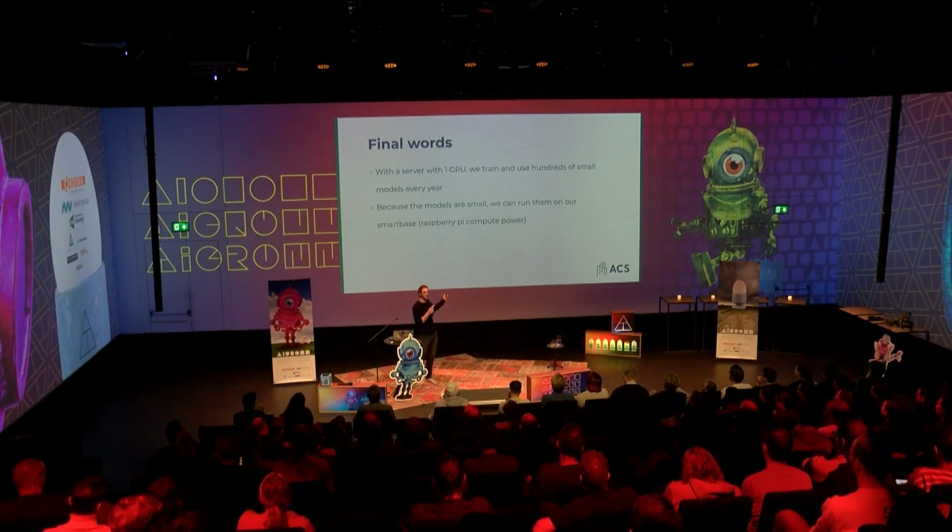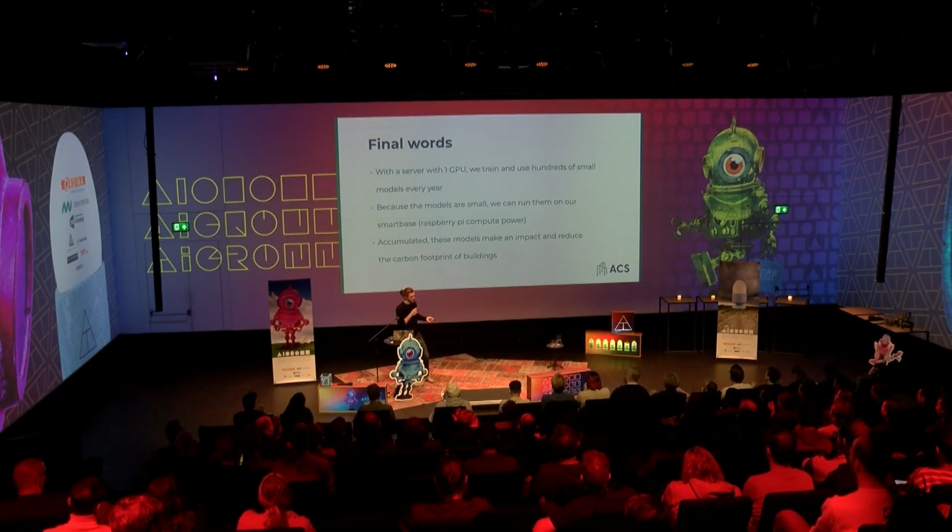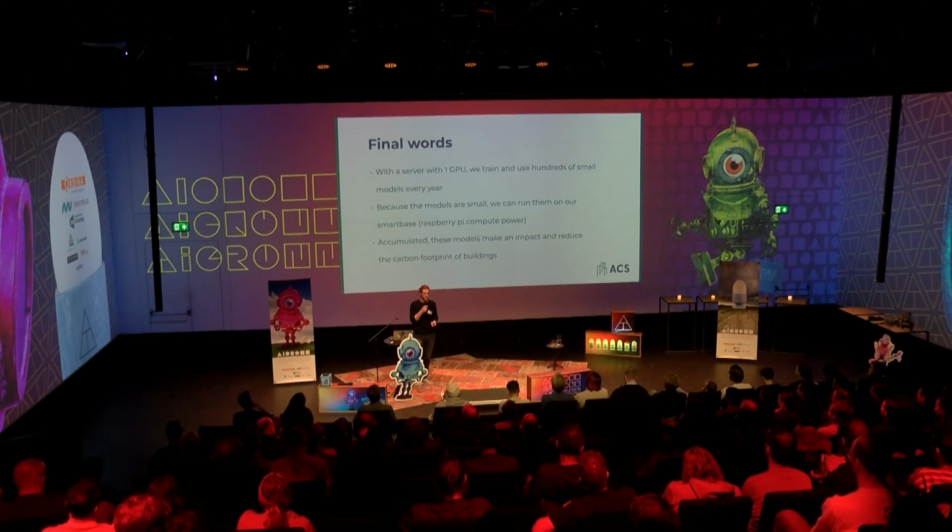We don't need them. We can just use a Raspberry Pi. It's good enough. And accumulated, these models make an impact, and they reduce the carbon footprint of buildings. So, as final words, I won't be training a next foundation model the upcoming year. I won't train something with 1 billion parameters, but I will train a very small model of 1,000 parameters that will save 2% within a building. And I'm good with that.